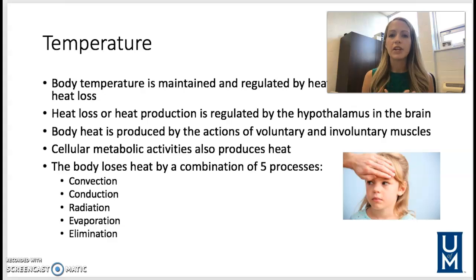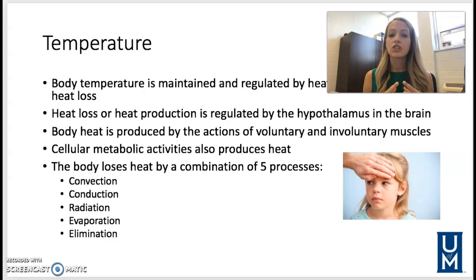Our body temperature is regulated by heat production and heat loss. So it's a fluctuating thing, always. We're always producing heat and also losing heat. And it's regulated by our hypothalamus in our brain. So something in our brain is actually telling our body, okay, we need to produce more heat or we need to lose some heat by sweating, those kinds of things.